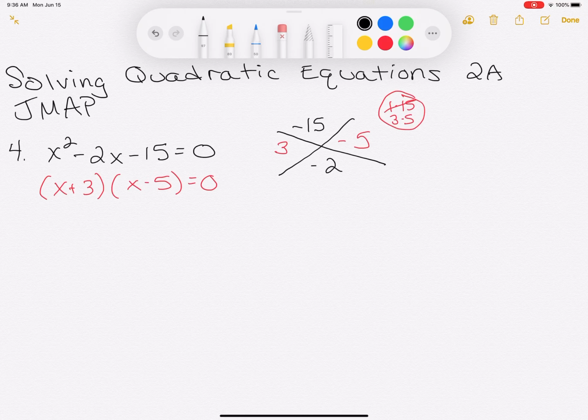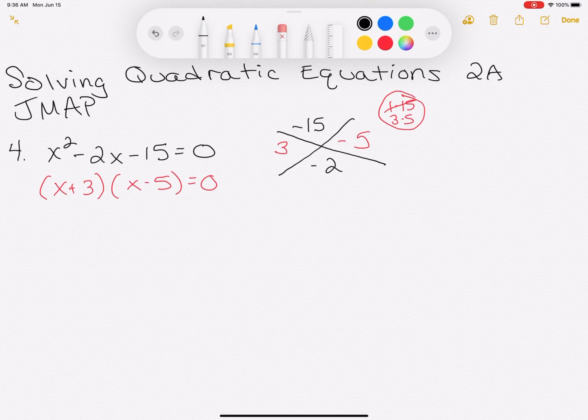If you have been following the videos with the factoring, then this should be fairly easy. If you haven't, I strongly encourage you to go back and watch those factoring videos, because in order to solve a quadratic equation by factoring, which is very important, you need to know how to factor.